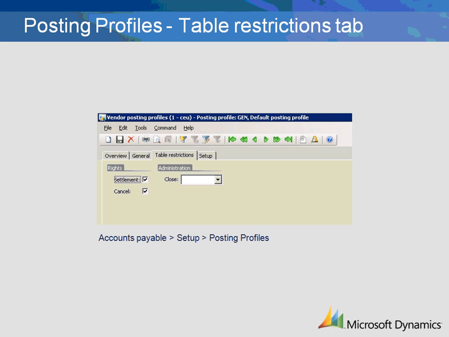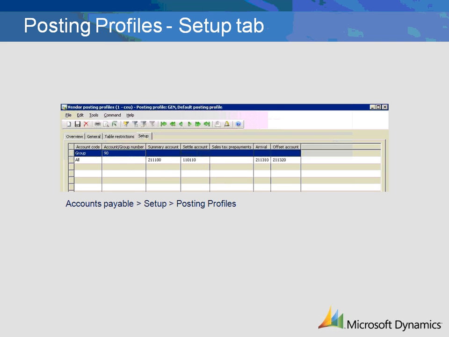The Cancel checkbox acts to define whether you can cancel transactions created within this posting profile. The Administration Close field is normally left blank. In the event that a different account is used for year-end close, select the corresponding profile here. On the Setup tab, there are 6 fields that can be populated for the posting profile.